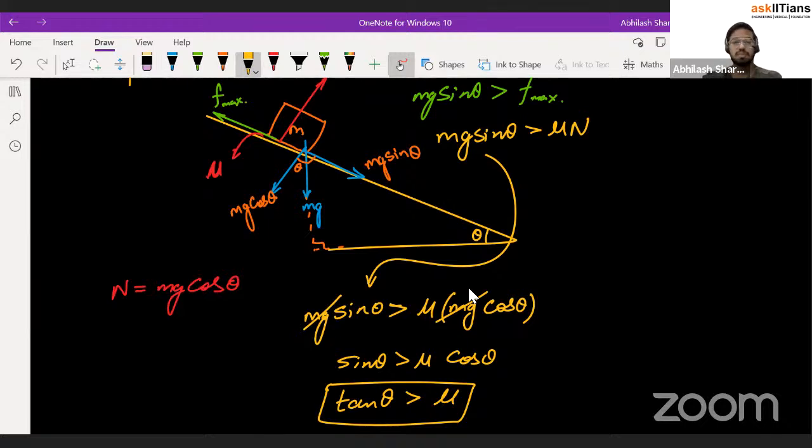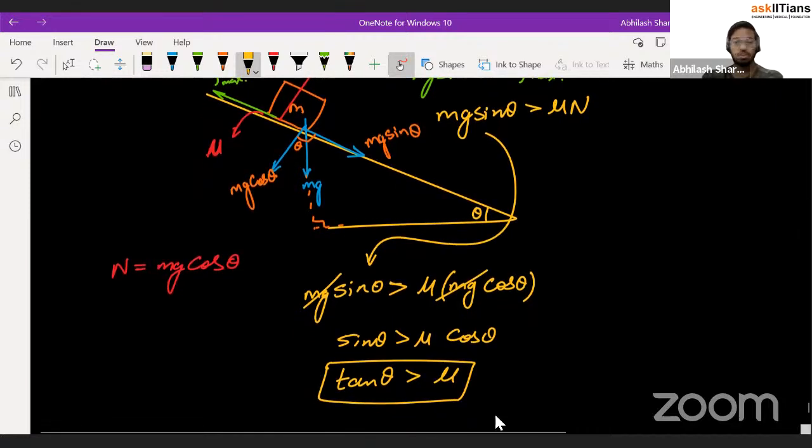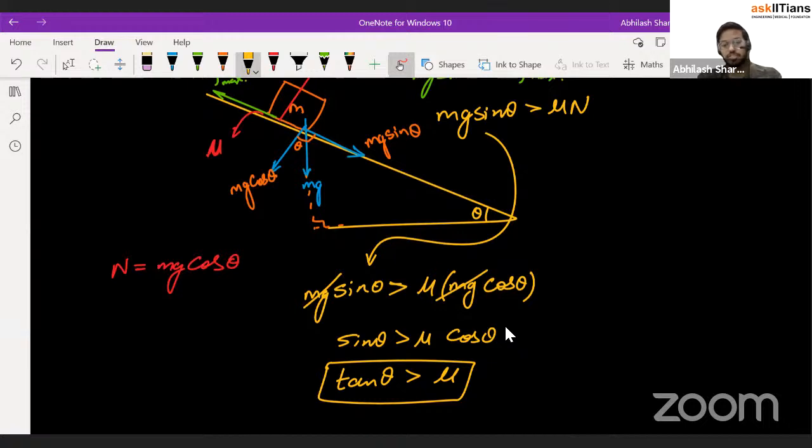And guess what? We cannot measure mu. Mu cannot be measured. We cannot measure the roughness of a surface. There is no machine to measure it. But at least we can measure the angle at which it starts to slide down. Remember the example I gave? In that case, at what angle did it start to slide down?